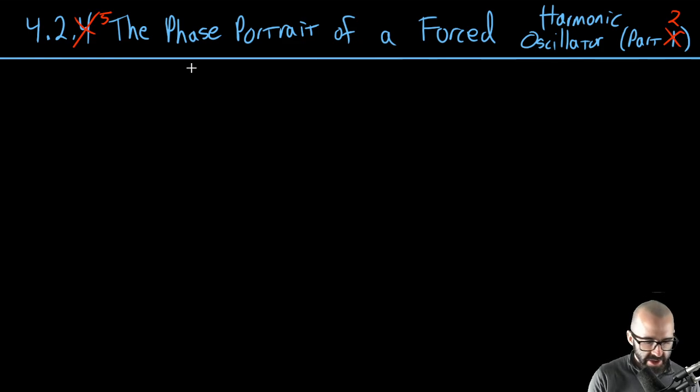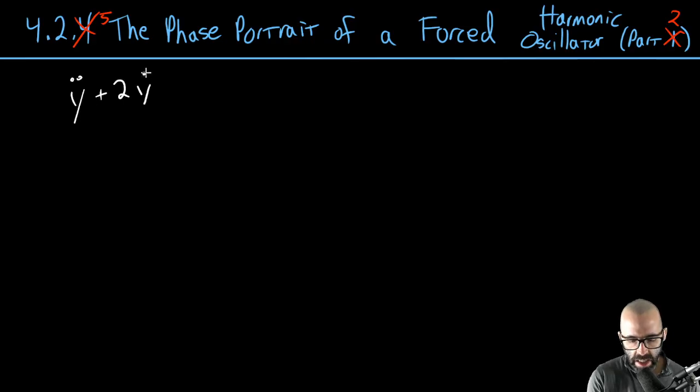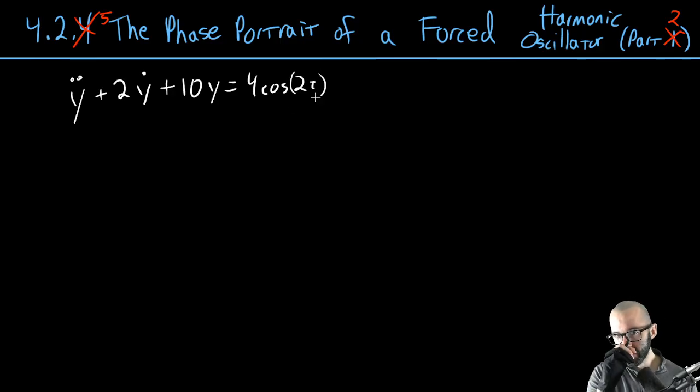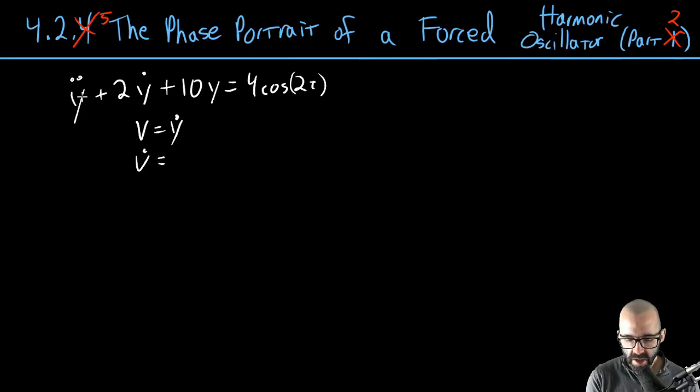So before doing that, let's convert our good old differential equation that we did in the last example to a system. So this was our differential equation for cosine of 2t. How does this convert to a system? Well, we are going to let v be y dot. Then v dot, of course, is y double prime. And if we solve for y double dot, we subtract everything over. V dot will be negative 10y minus 2y dot, which we'll call v, plus 4 cosine of 2t.